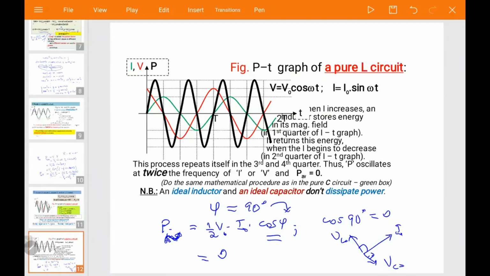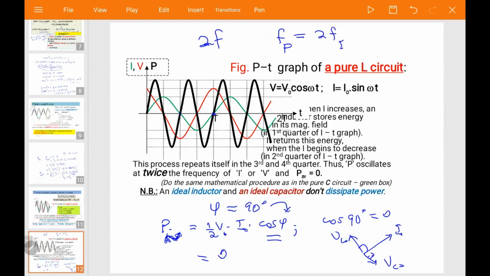What does that mean for you? What you see in front of you, for example, in the case of a pure L circuit, if you look at the green one there, the current curve over one cycle, the power oscillates at twice the frequency of the current. Meaning the frequency of power in a pure L circuit, in a pure C circuit, in an LC circuit is equal to twice the frequency of the current.